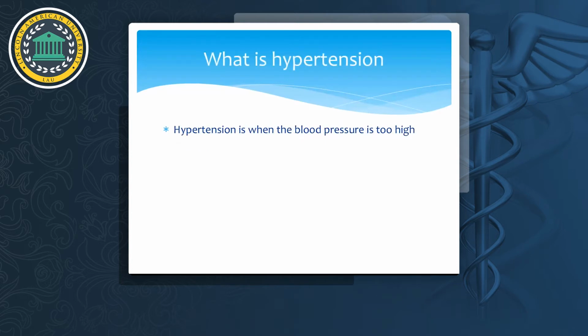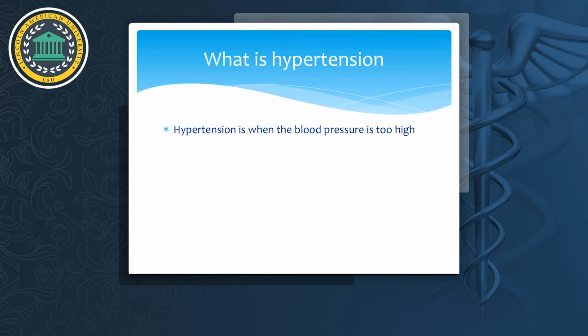So what is hypertension? Hypertension is when the blood pressure is too high. And I would like to ask a question to any one of you. Can you tell me what is the normal blood pressure value? 120 by 80 mmHg. Okay. So what is high blood pressure? It's above 140 by 100 mmHg. Okay, by 100.